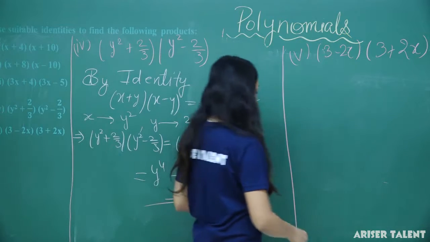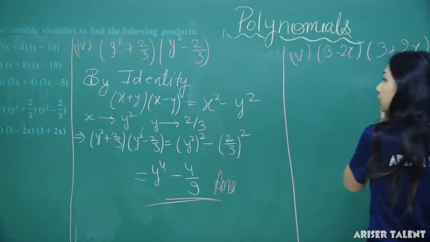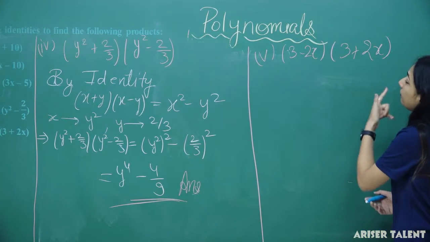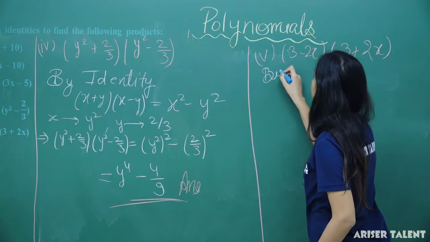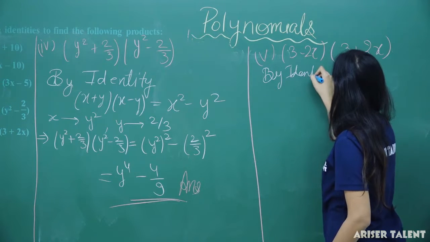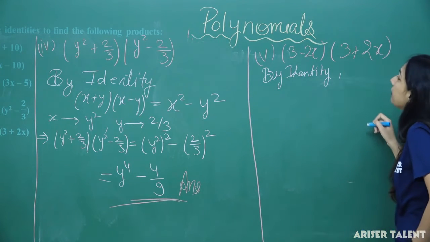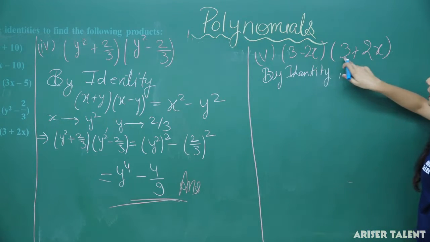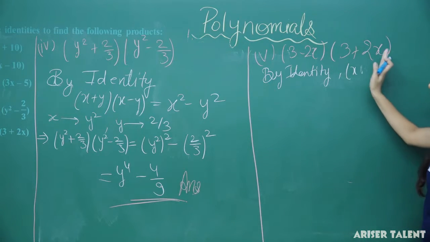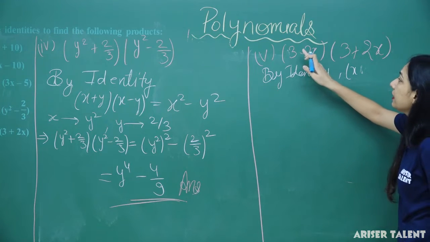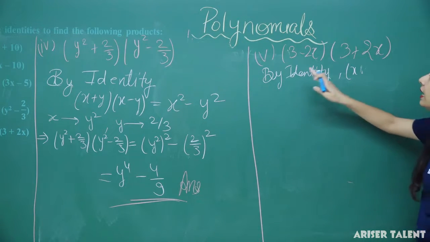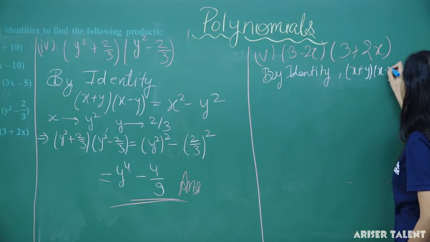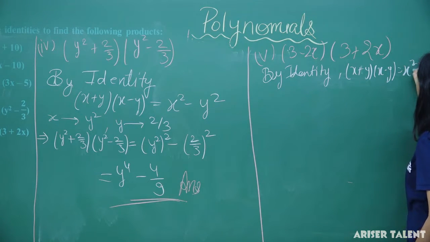Okay, so this is for that, and now come to the final part of this question. Again we are having a identity, x minus y, x plus y. Again this can be reversed, that can be written here and that can be written here, so that is x plus y, x minus y, which equals x square minus y square.